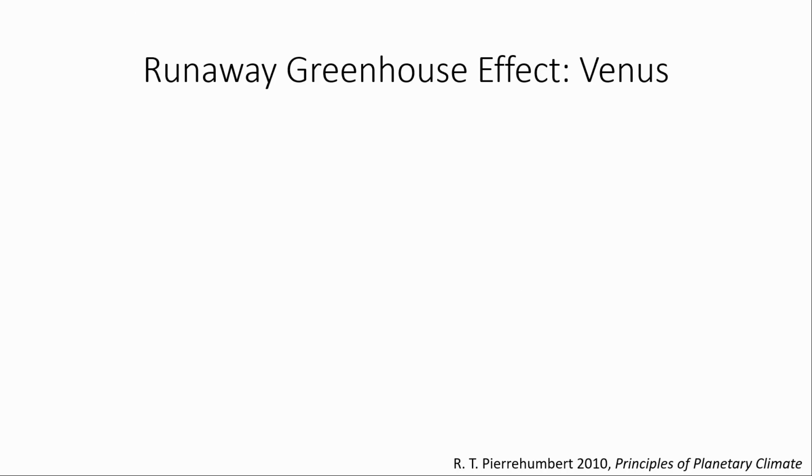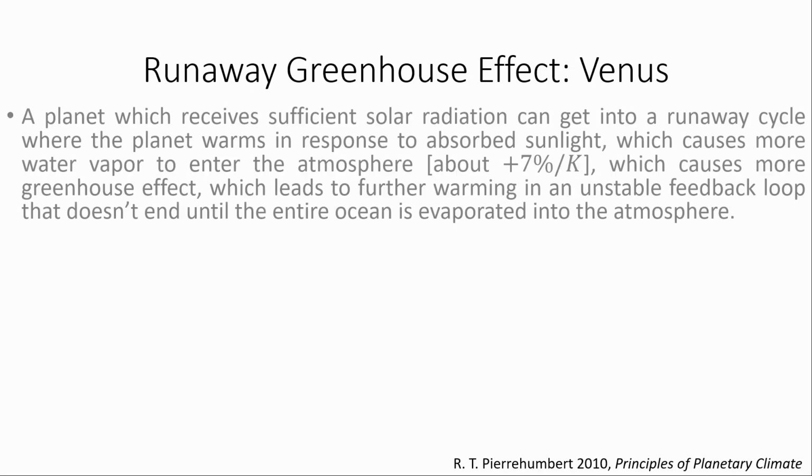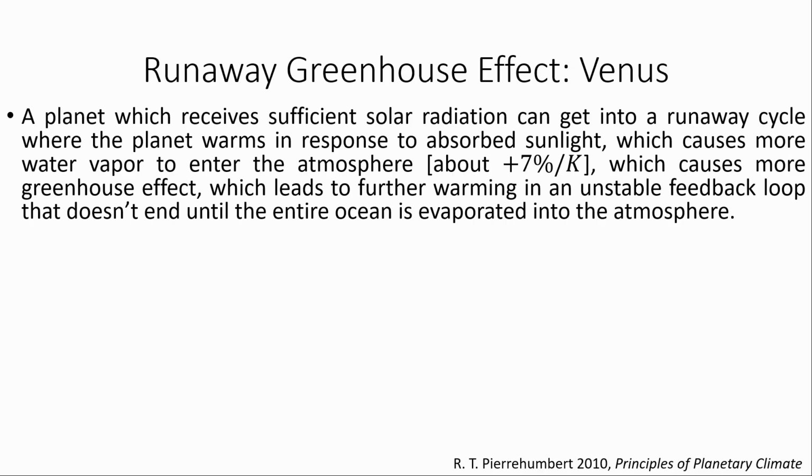And one last thing I wanted to talk about here is what's called a runaway greenhouse effect, which is what we can see going on Venus. So a planet which receives sufficient solar radiation can get into a runaway cycle where the planet warms in response to absorbed sunlight, which causes more water vapor to enter the atmosphere. So we can get about plus 7% more water for every 1 Kelvin that it increases. So this causes more greenhouse effect because water is a greenhouse gas, which leads to further warming and an unstable feedback loop that does not end until the entire ocean is evaporated into the atmosphere. So again, this is what happened on Venus.